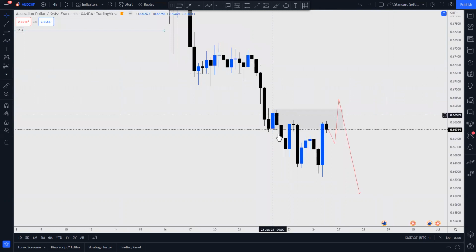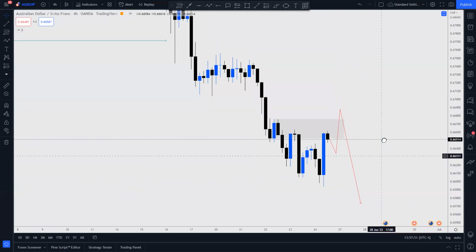I think this is a weak market against a strong Swiss. Aussie is weak against the Swiss, and I believe Swiss is going to continue to make gains on it and pull it on down.